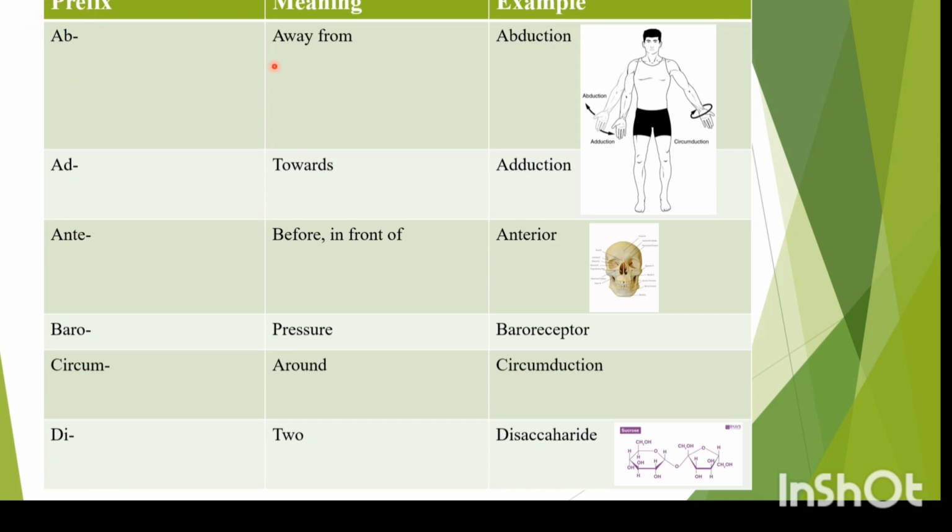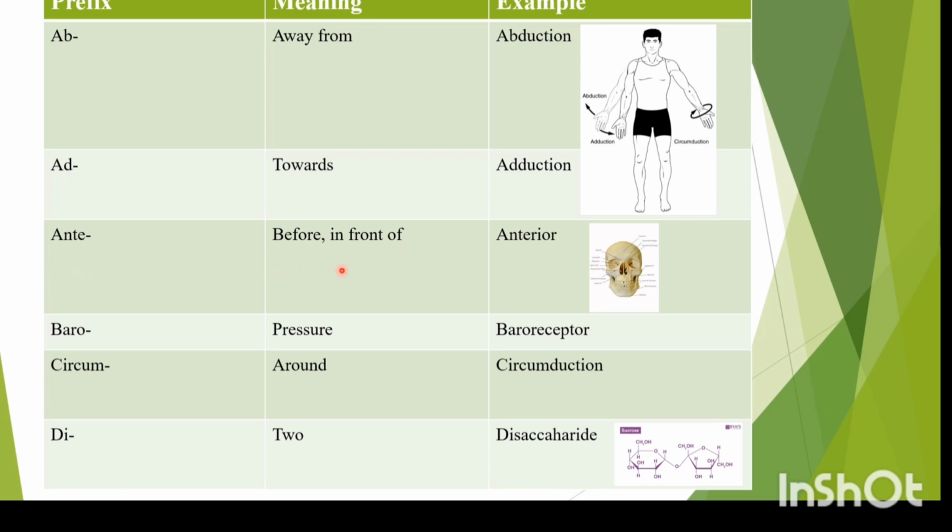Next one, ab. Ab means away from. Example, abduction. So here in this image, this person is moving his hand away from the body. This is called abduction movement. Next one is ad. Ad means towards. Example, adduction. So here, if he moves his hand towards the body, the movement is called adduction.